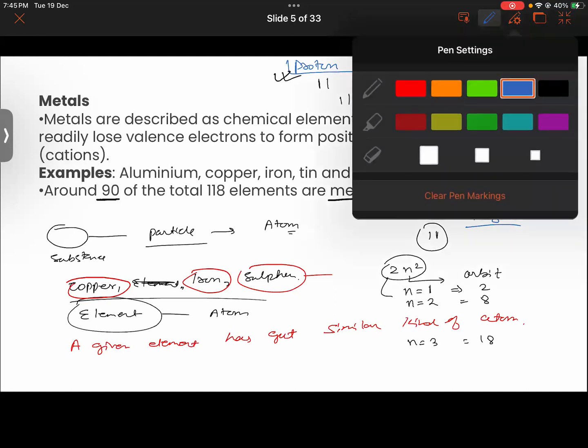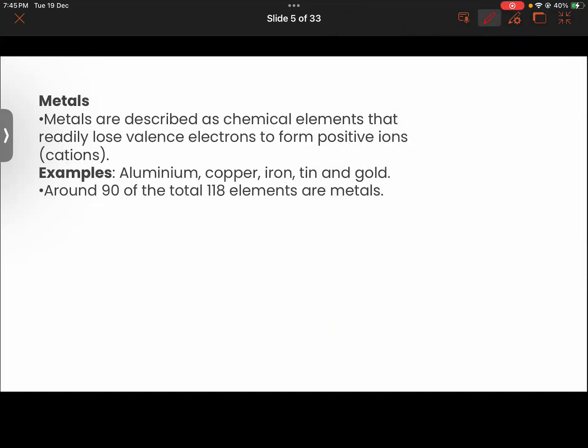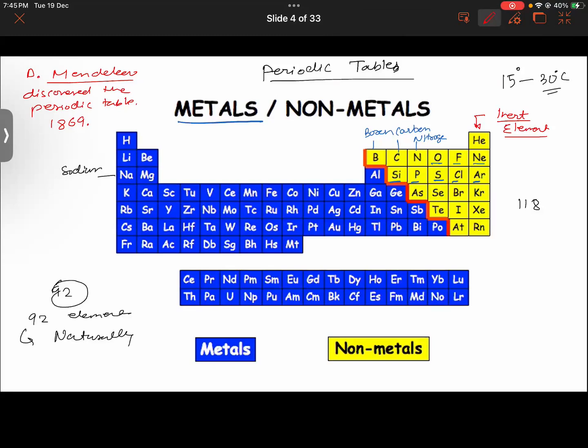Let me quickly wrap up for you, Arham, what I just discussed moments ago. We were talking about metals and non-metals, right? In nature, there are almost 118 elements. ठीक है ना? इन elements को हमने classify किया है as metals and non-metals. Almost 90 out of 118 elements are metals.